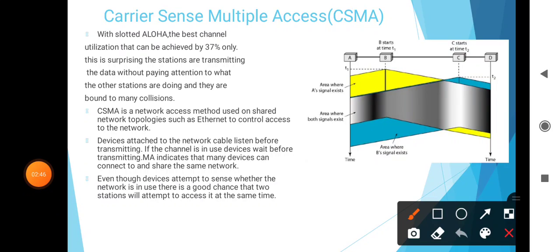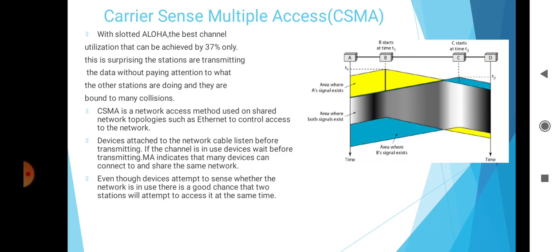See, this is the figure: the area where the first signal exists, then the area where both signals exist. Here this is the first signal, that means the A signal exists, and here the second, B, starts at time t1. This is the area where the A signal exists. Then here the C, that means the third, starts at time t2, and this is the area where the B signal exists. This is the time and space model of collision in CSMA.